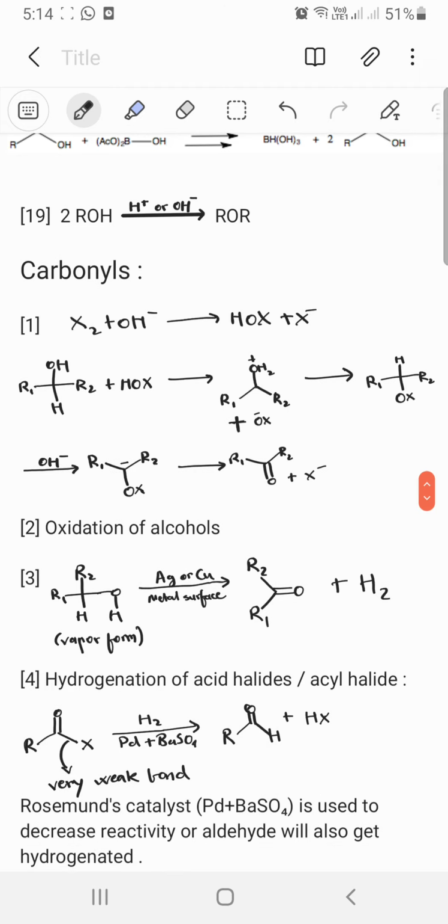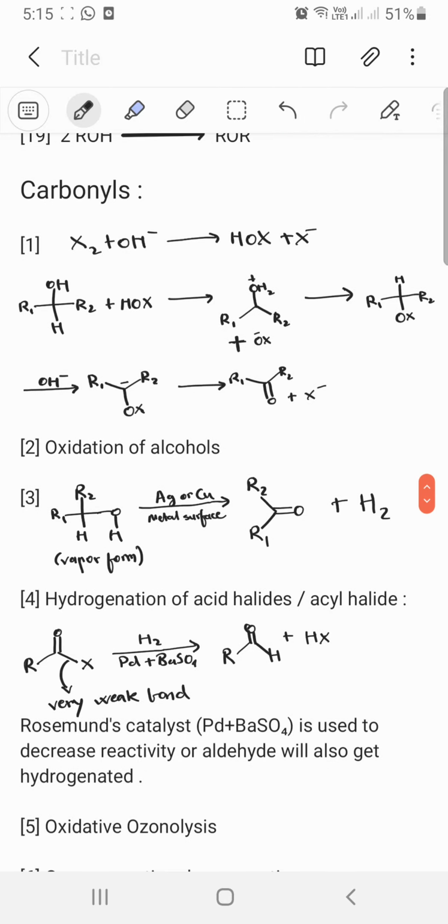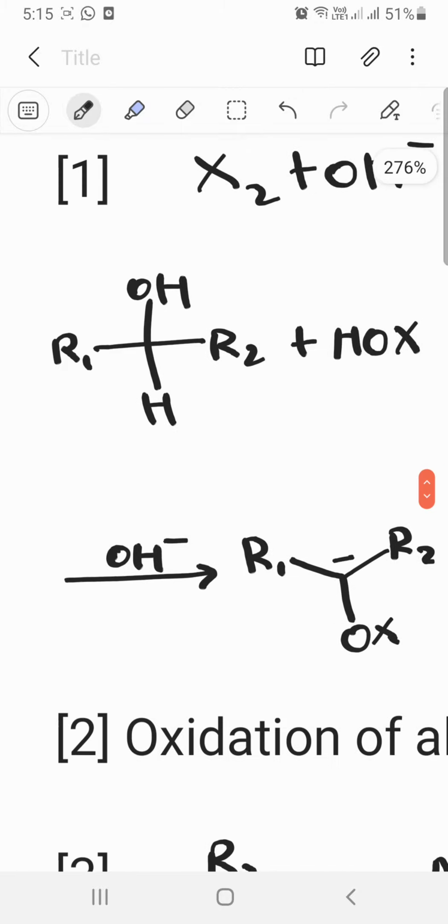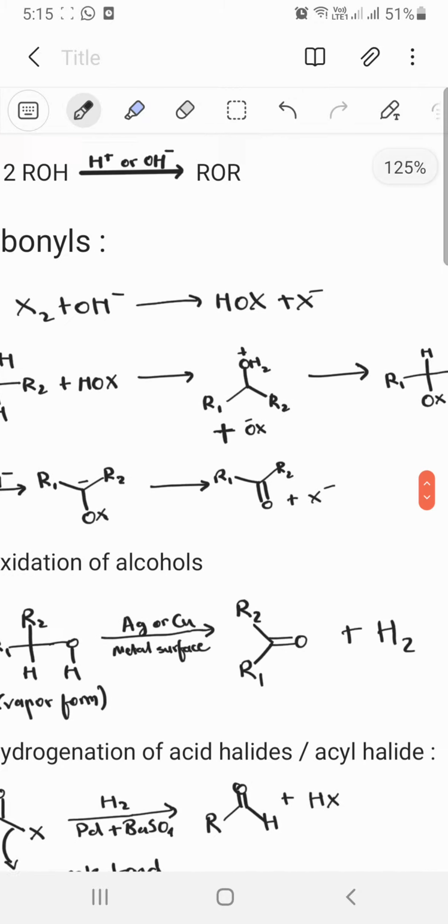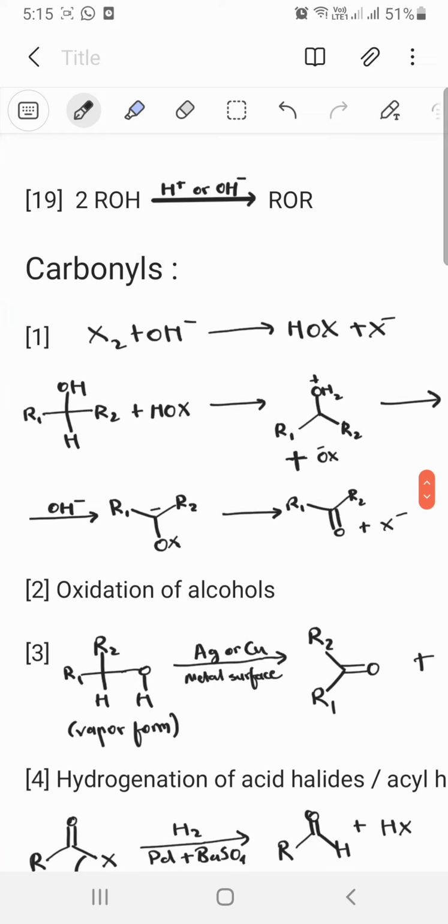This is obvious. Okay, 2ROH gives this thing, fine. Carbonyls. Okay, HOX plus X minus, fine. Oh yeah, this is that kind of oxidation. The hypochlorous acid, the hypohalide acid oxidation. Yes. So in this case, HOX acts as an acid as well as a nucleophile. Yeah, that's what it does.